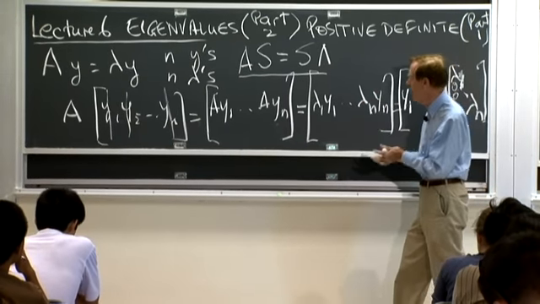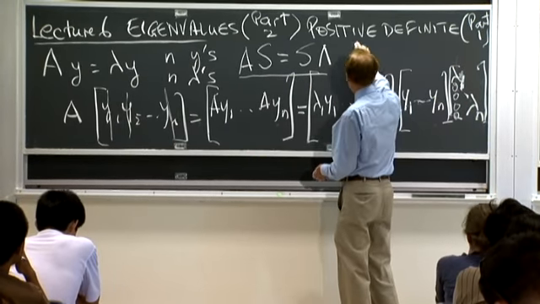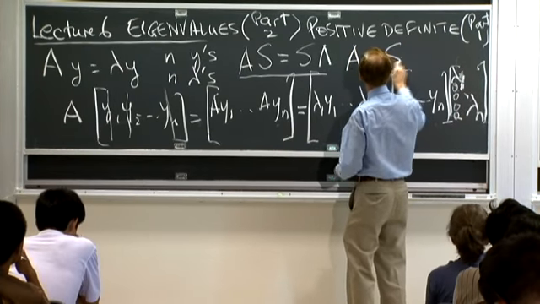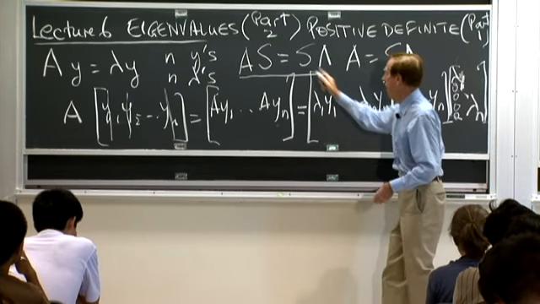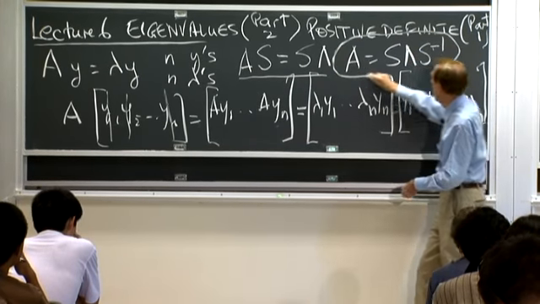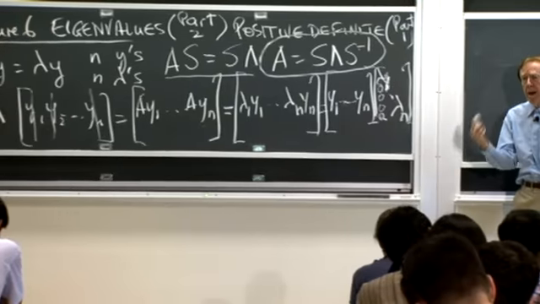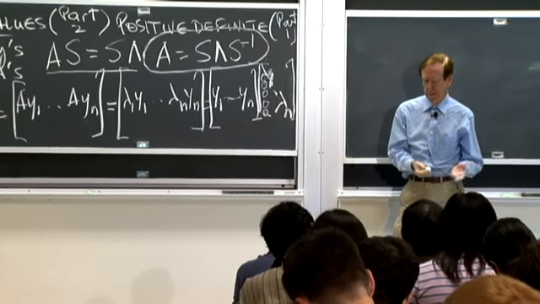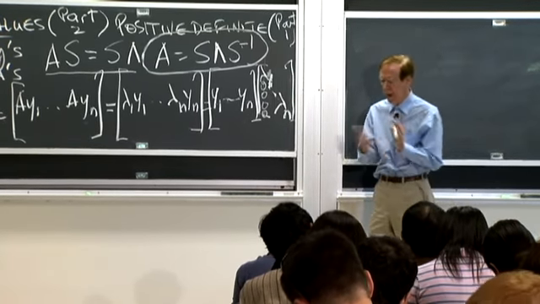This is a square matrix. So I can invert it, if you like, and I can write A as S lambda, multiplying on the right by this S inverse. And there I have the diagonalization of a matrix. The matrix has been diagonalized.